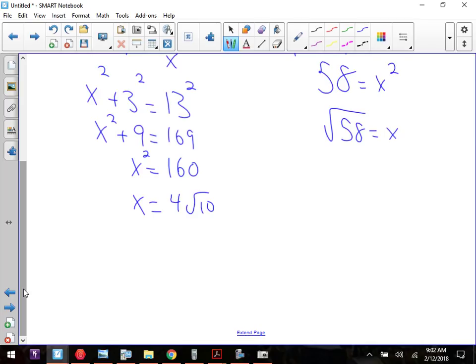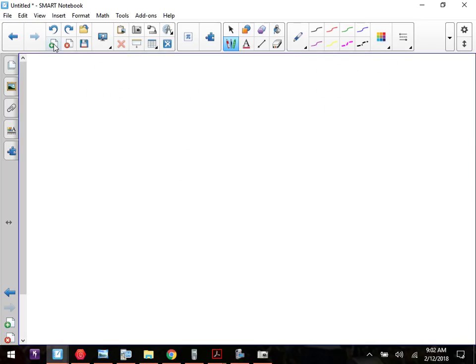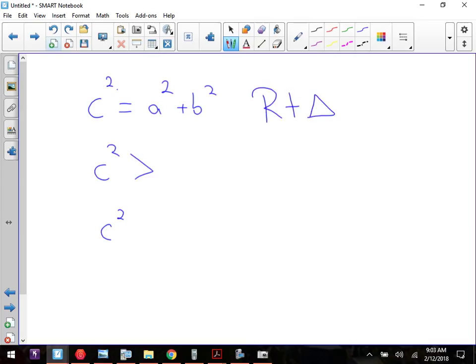Now, the other thing that you did with the Pythagorean theorem, if you remember, was tell whether it was a right triangle, an acute triangle, or an obtuse triangle. And when we did that, we wrote the C value first. So if it equaled, what kind of a triangle is that? It's a right triangle. If it was greater than, it was what? Obtuse, good. And if it was less than, by a process of elimination, it would be acute.